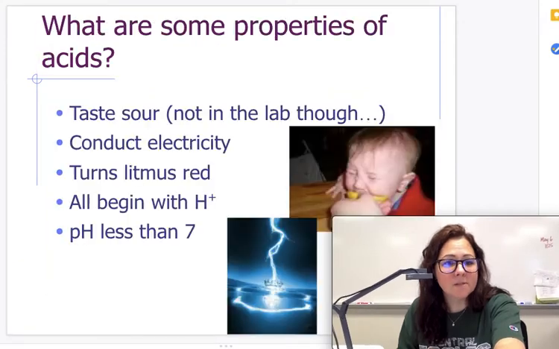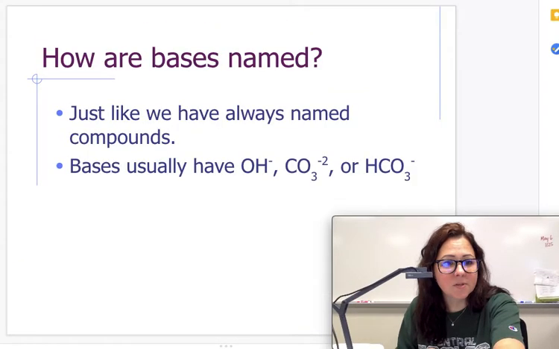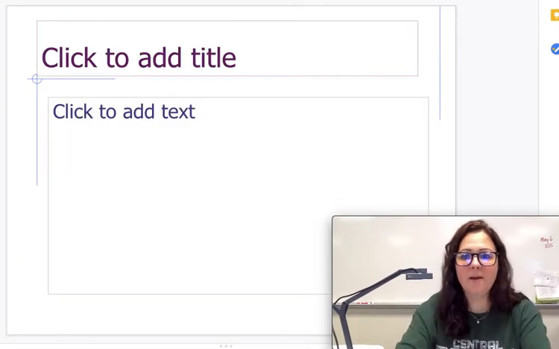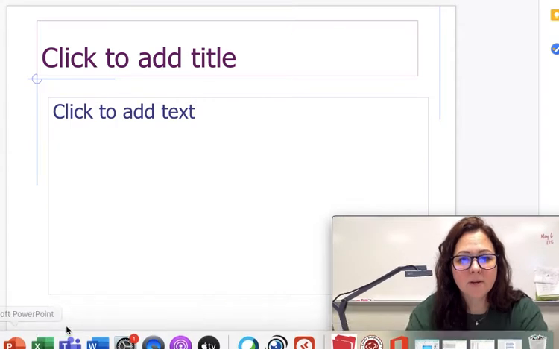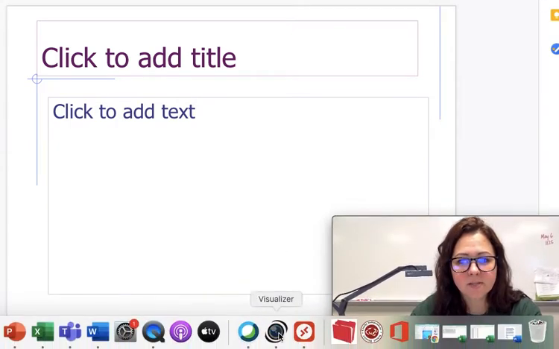We have some examples that we're going to do. Sorry, I'm flipping through. I thought I had one more slide. So I'm going to go to my document camera in order to do these examples.